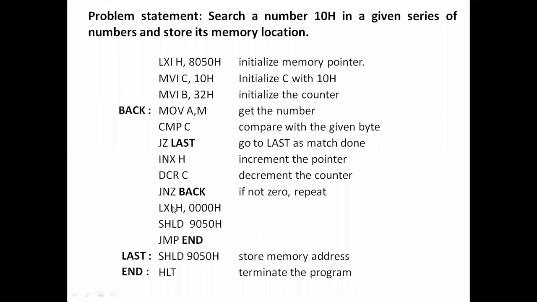So what we are going to do, because this process will go on, the time will come when all the 50 numbers are exhausted. And when all the 50 numbers are exhausted, decrement C will become 0, and it will now go back. It will come to here. It means no number has been found. No number is matched. So at that time, the HL pair is loaded with 0000, and then SHLD 9050, and then jump to end, and end is going to halt the program. So in this way, this particular program is going to work.